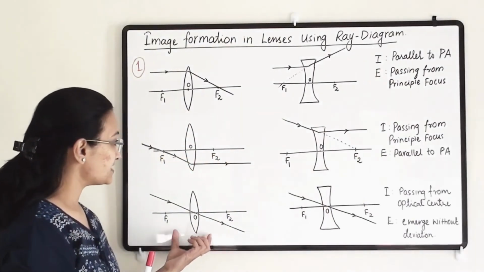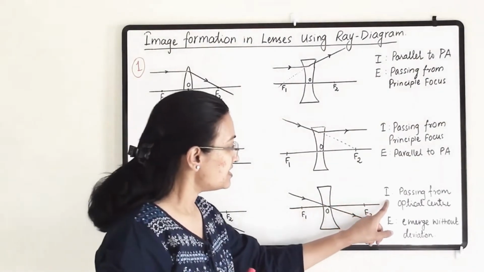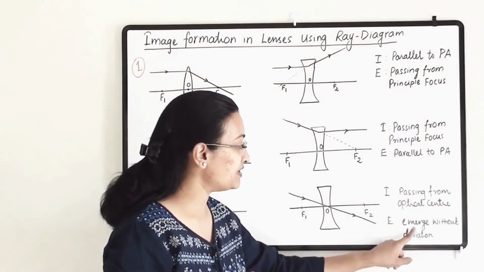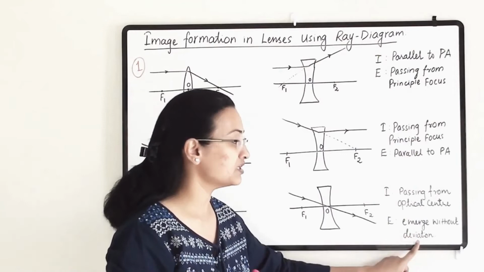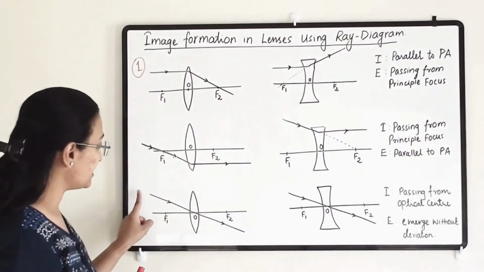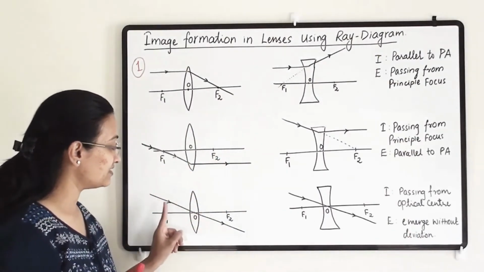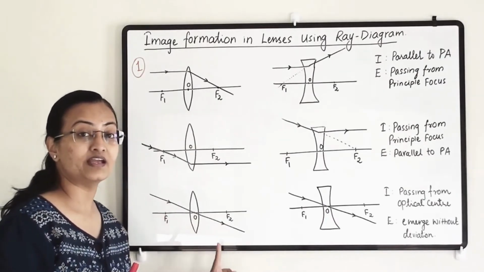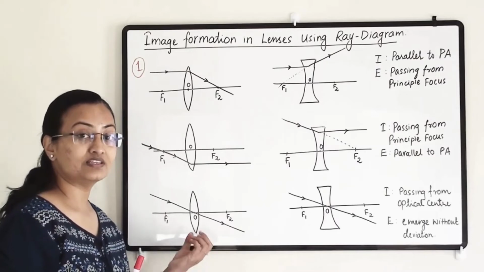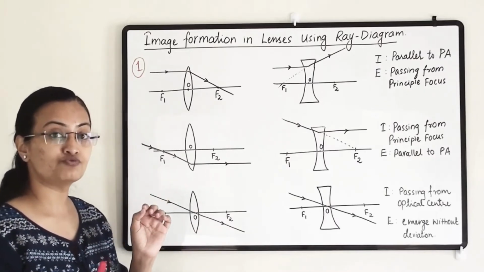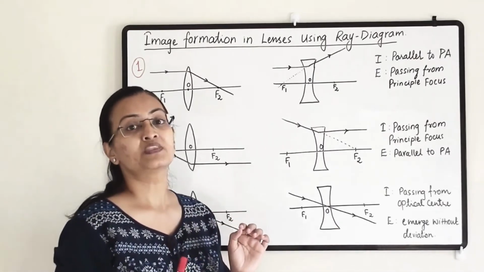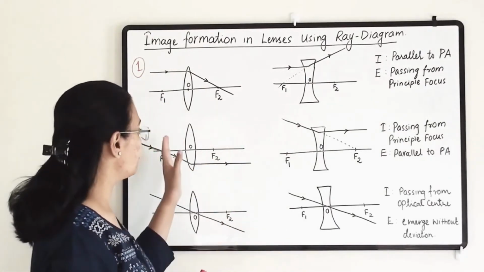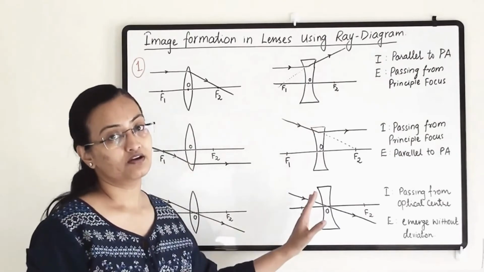Then the third case, in that the incident ray is passing through the optical center, then the emergent ray will be emerging without deviation. So when any ray is passing through the optical center, it will go straight and will not get any kind of deviation, because this is the one point in the lens which will not refract any ray. So these are the three different cases which we have seen for both convex and concave.